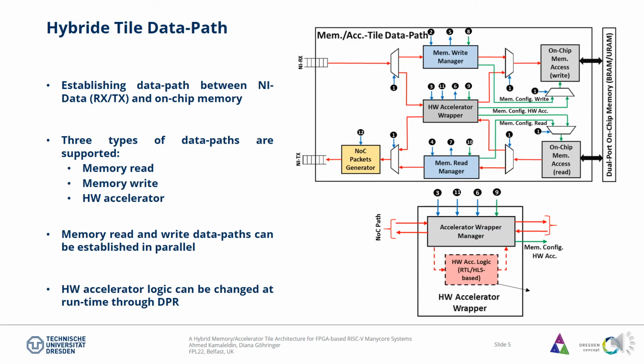The hypertile data path is responsible for establishing the data path between the network interface for Rx and Tx and the on-chip memory. There are three types of data paths that can be established: memory read, memory write, and hardware accelerator. Memory read and write data paths can be established in parallel, therefore we can support dual memory access. The hardware logic can be changed at runtime through dynamic partial reconfiguration.